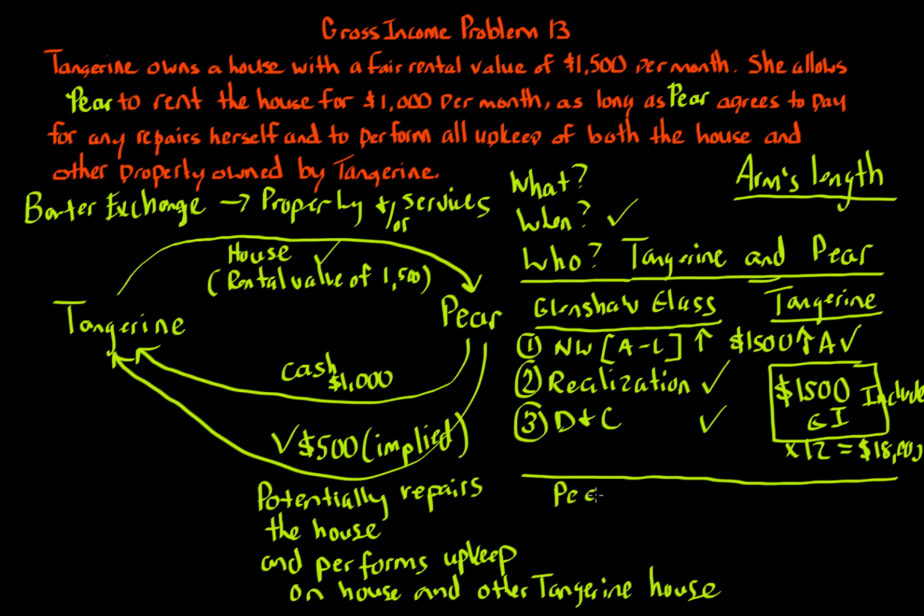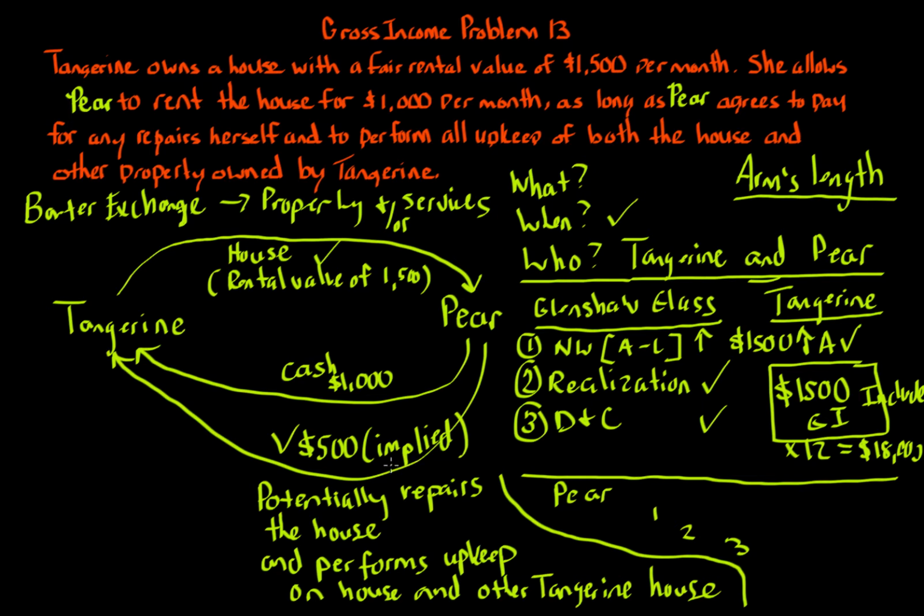All right, well, what about Pear? So Pear, we go through the same analysis. We go through elements 1, 2, and 3 as well. Now, we're looking here, and Pear is paying cash and also performing services, and in exchange getting this house. So simply, the payment of the $1,000 cash for a house, when you buy something, that's an outflow. That's not an issue of receiving or having gross income, because that's an outflow. But what about the services?